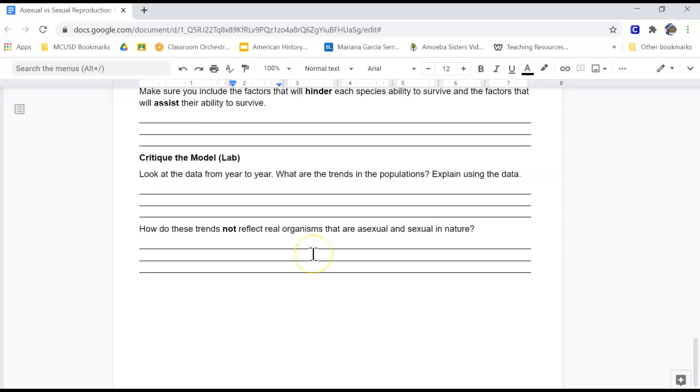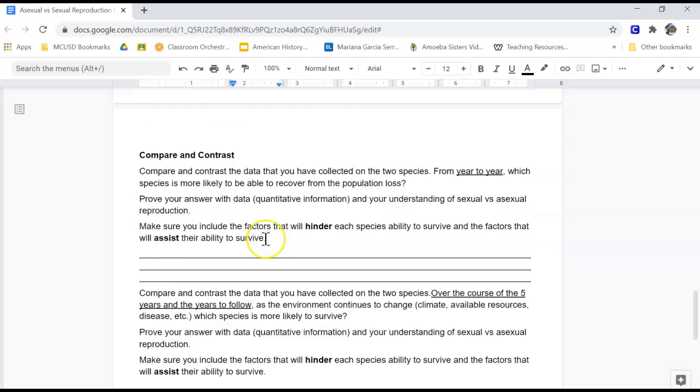For instance, would every organism live for 5 years? Or could something happen that maybe an organism did not make 100 offspring? So you're going to answer that question here.